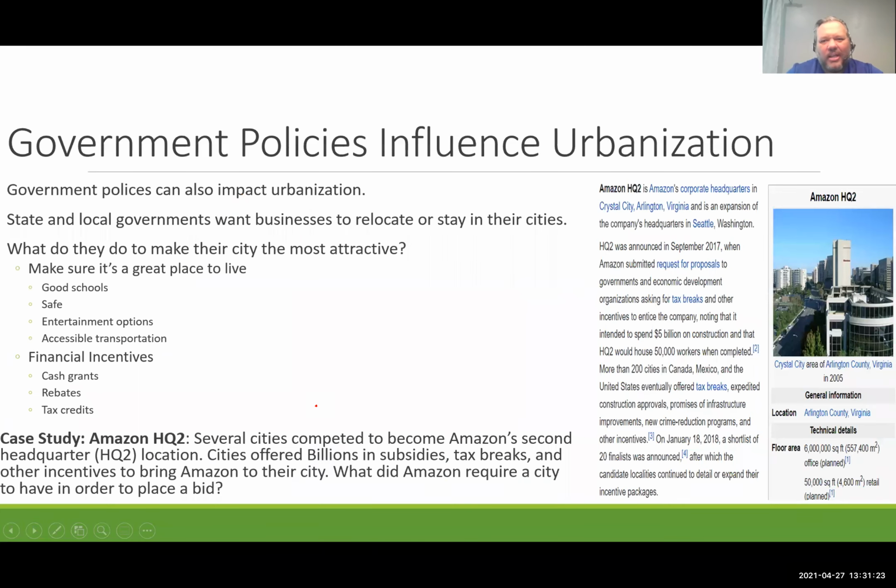And then lastly, some of the government policies, talking about how they influence urbanization. So, what if you're the government? What can you do to make your city attractive? Governments want to focus on good schools. Is it safe? Are there entertainment options? Is there accessible transportation? They can give cash grants or rebates or tax credits, things like that.